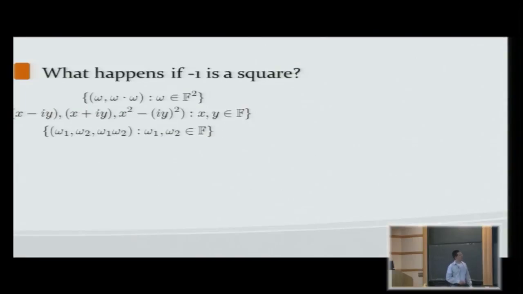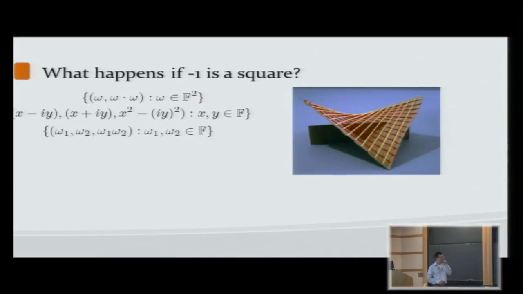What you'll notice here is that this contains lines now, because if I fix omega 1 to be some number, then I have omega 2 times that number times omega 2, and so this is a line. This is what's called a hyperbolic paraboloid, and it contains a parameterized family of lines in two different ways. If I fix this coordinate, I get a line, and if I fix this coordinate, I get a line.